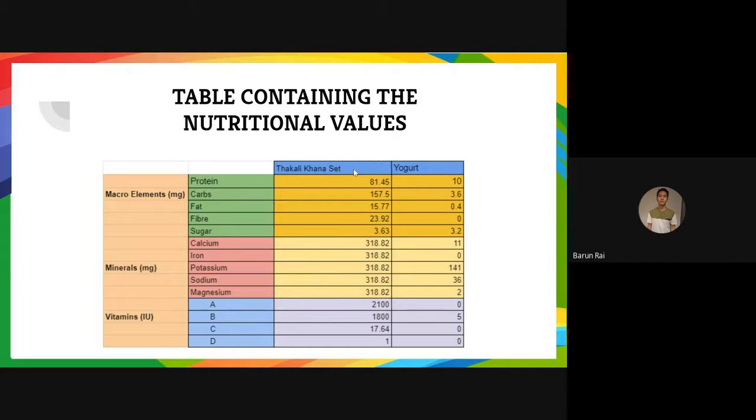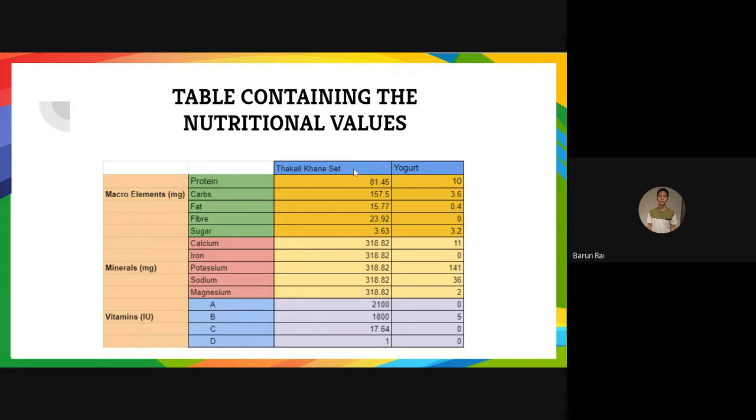And the composition of minerals is calcium 318.82 in thakali khana set and 11 in yogurt, and we can see 318.82 in iron in thakali khana set and 141 in yogurt, and 382 sodium in thakali khana set and 36 in yogurt. And in magnesium, it consists 318.82 in thakali khana set and 2 in yogurt.